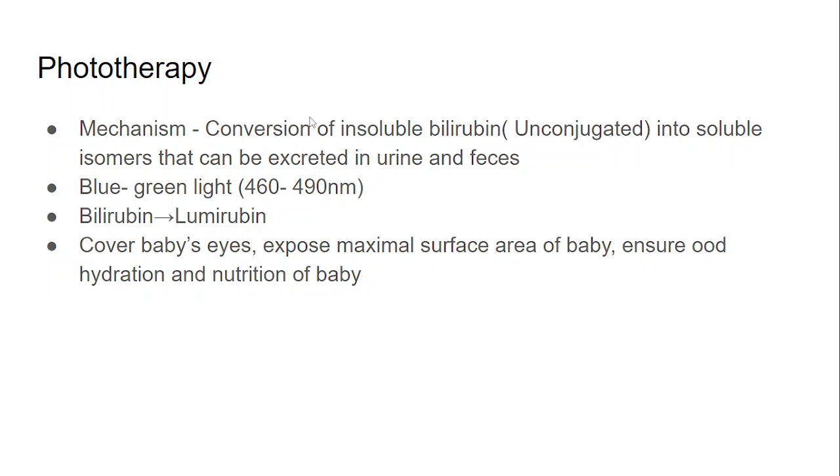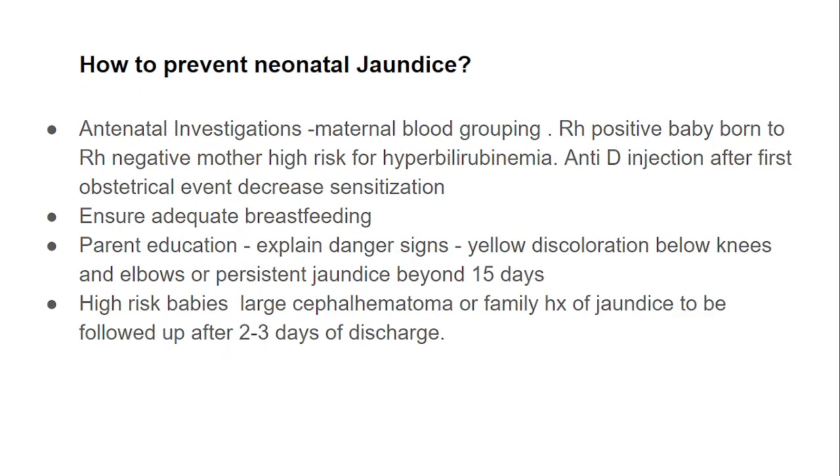Now let us talk about phototherapy. Basically, the mechanism is that the insoluble or unconjugated bilirubin is converted into soluble isomers that can be excreted in urine and feces. The light used is in the blue to green range of wavelengths, 460 to 490 nanometers. Bilirubin is converted to lumirubin, which is water soluble and can be excreted in the urine. Also, we should remember to cover the baby's eyes and expose maximal surface area of the baby, and to ensure good hydration and nutrition of the baby.